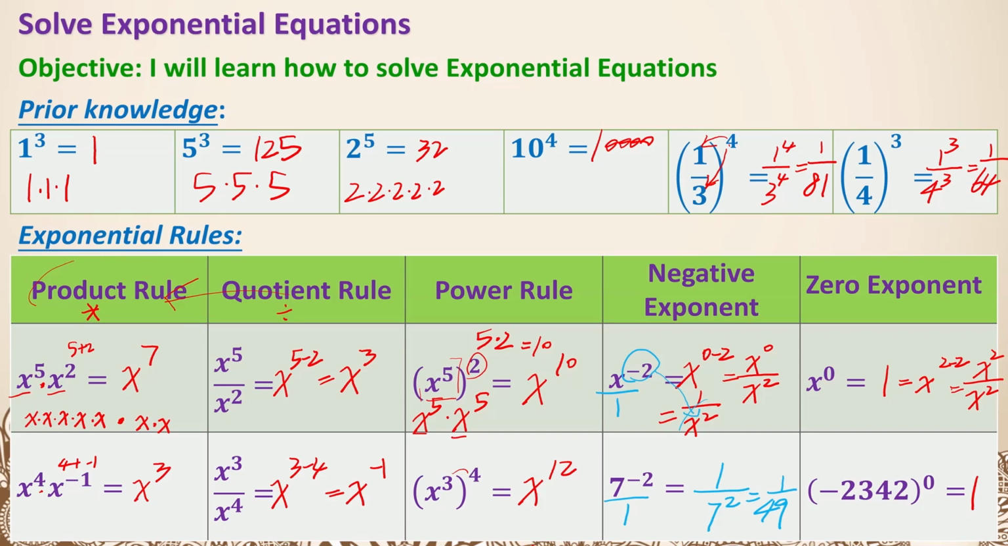If you are wondering, but what if it's already on the bottom of the fraction? Let's say you have 1 over x to the -3 power.